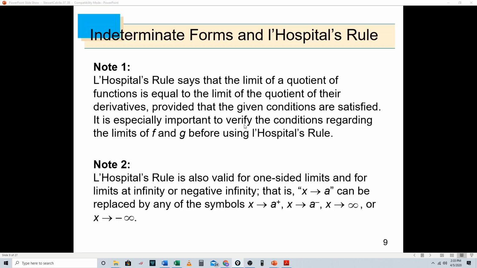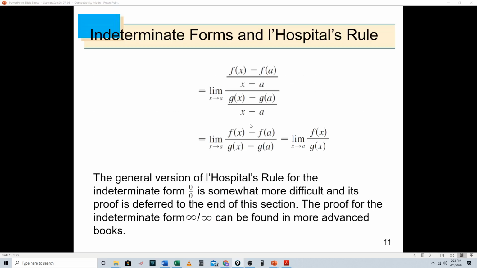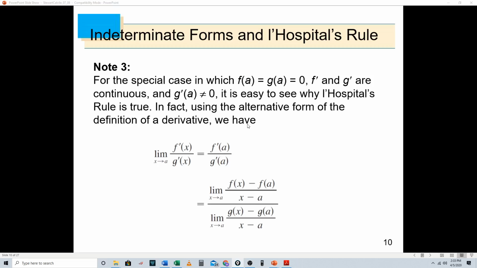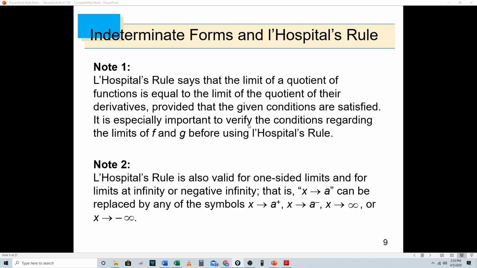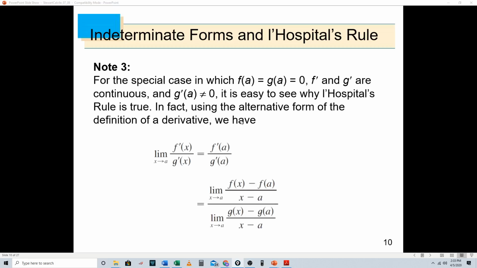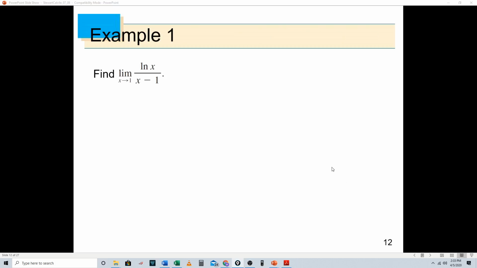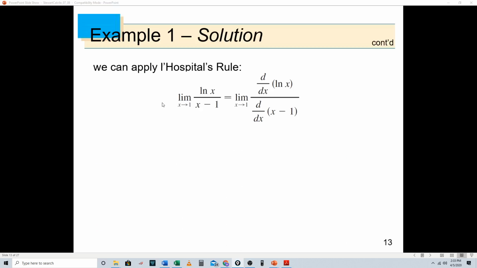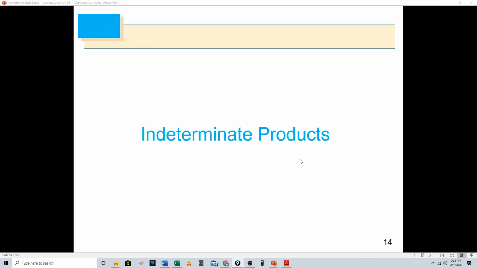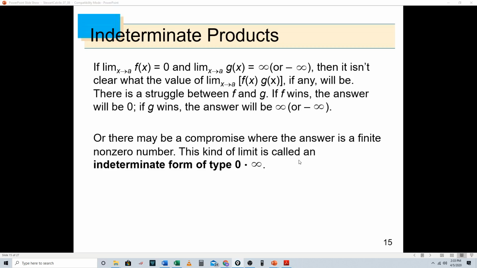Okay, so let's look at another one of these. I bet we have one. So we already did that one. All right, I guess we don't have any more.